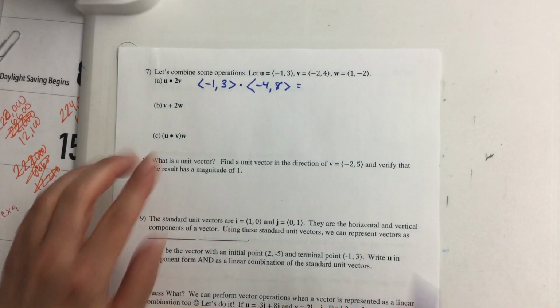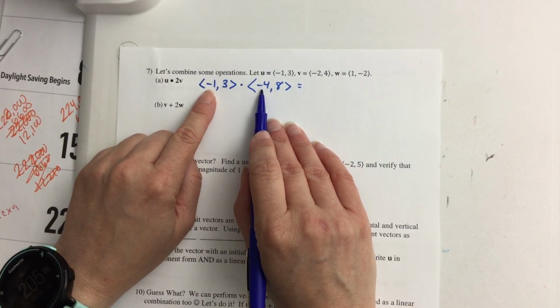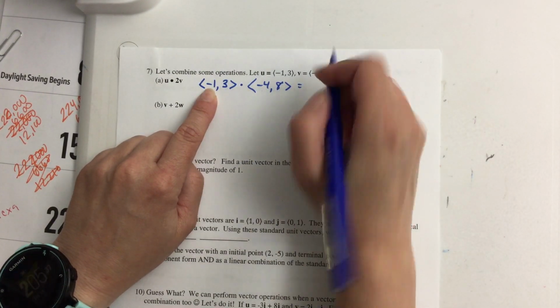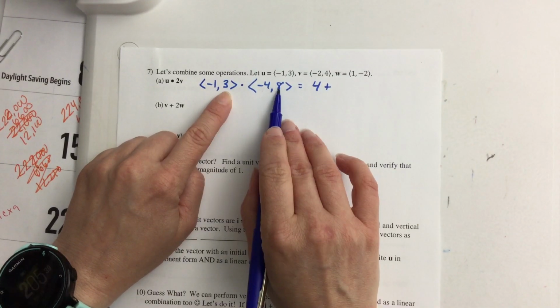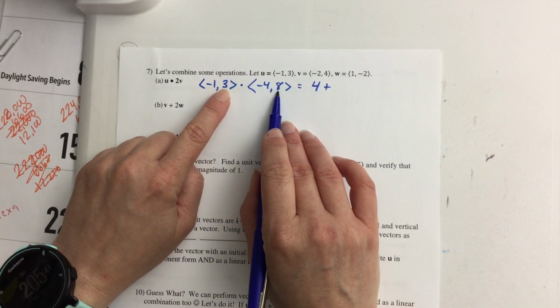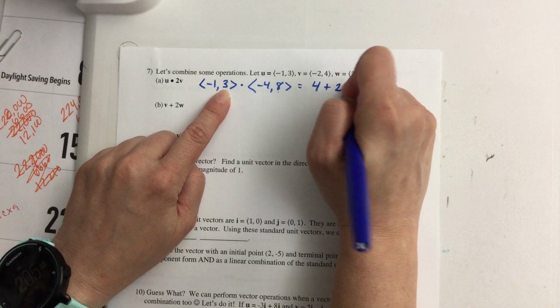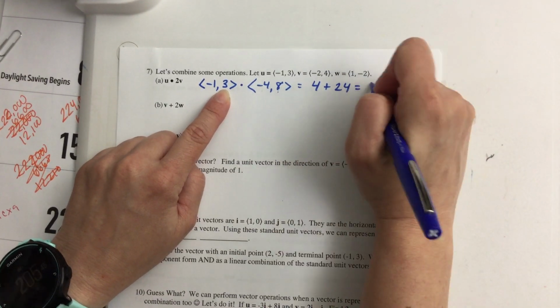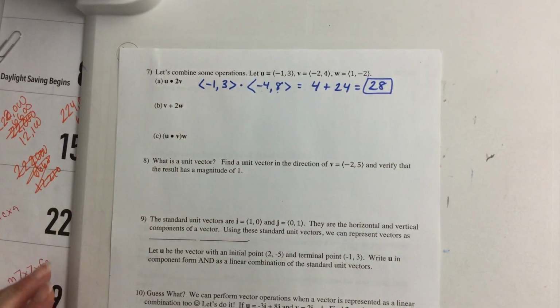Now when I find the dot product, multiply the x's together. Negative 1 times negative 4 is 4. Plus, multiply the y's together. 3 times 8 is 24. 4 plus 24 is 28.